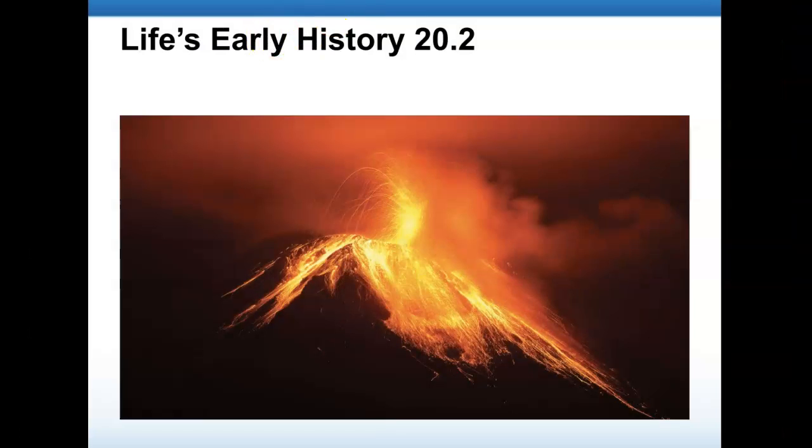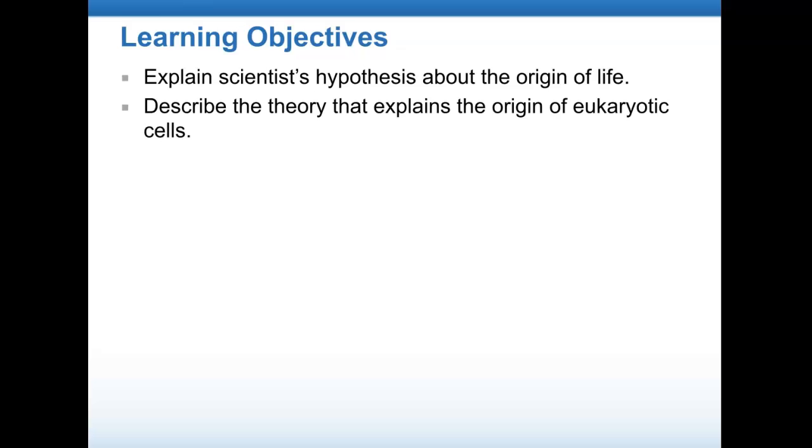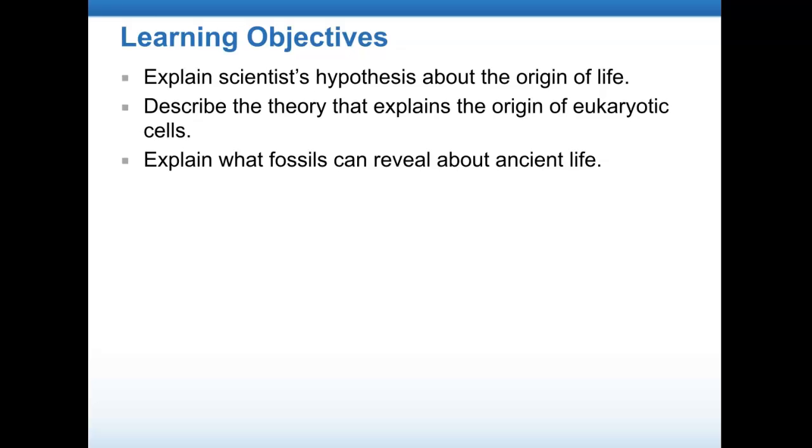Life's Early Earth, Chapter 20, Section 2. Learning Objectives. Explain scientists' hypotheses about the origin of life. Describe the theory that explains the origin of eukaryotic cells. Explain what fossils can reveal about ancient life.